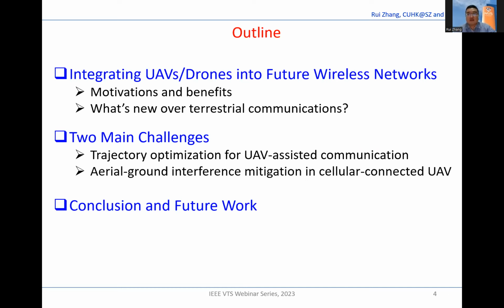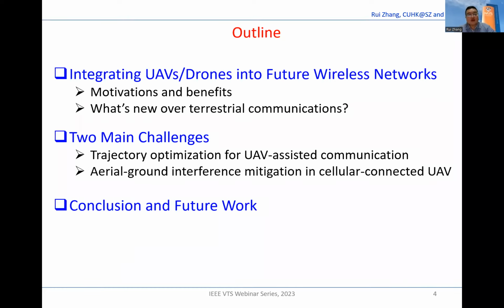For cellular systems from 1G to 5G today, the main focus is to enable coverage for terrestrial users. But now with UAV, you can consider there's a new type of aerial users, and how to enable their communication with the cellular networks is a new problem. And we have many challenges. In this talk, I'm going to focus on two main challenges in my opinion. One is how to design the UAV trajectory over time to maximize or optimize its communication performance with the ground base stations or ground terminals.